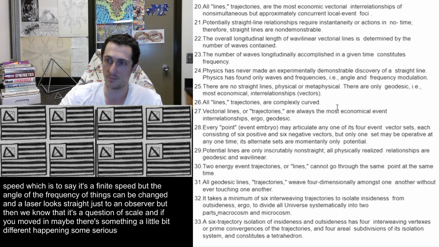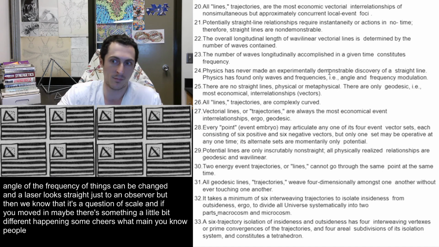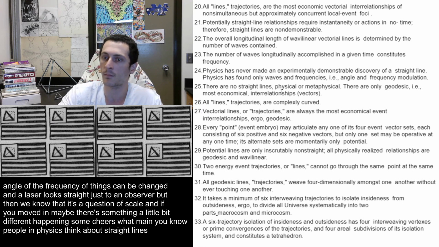So I'm curious what people in physics think about straight lines existing. 25.